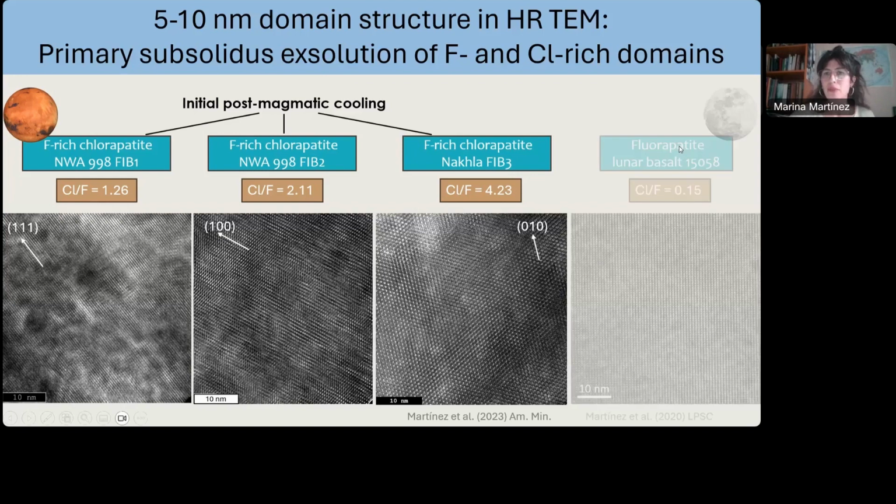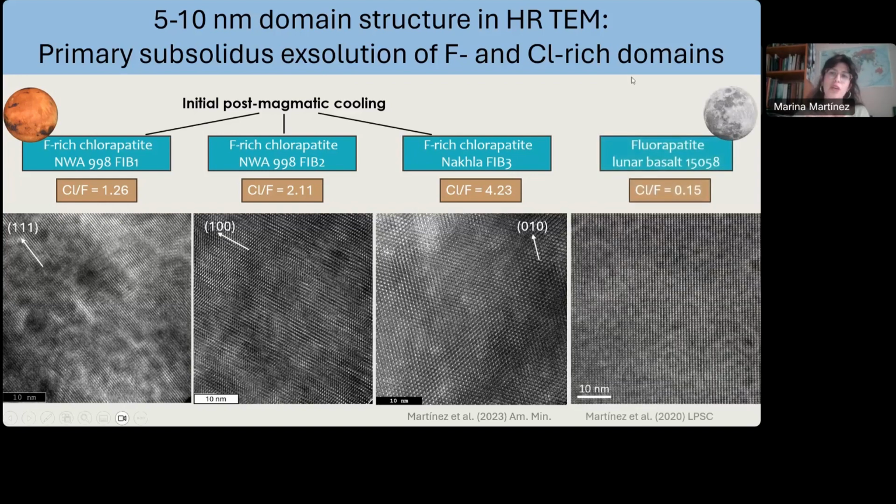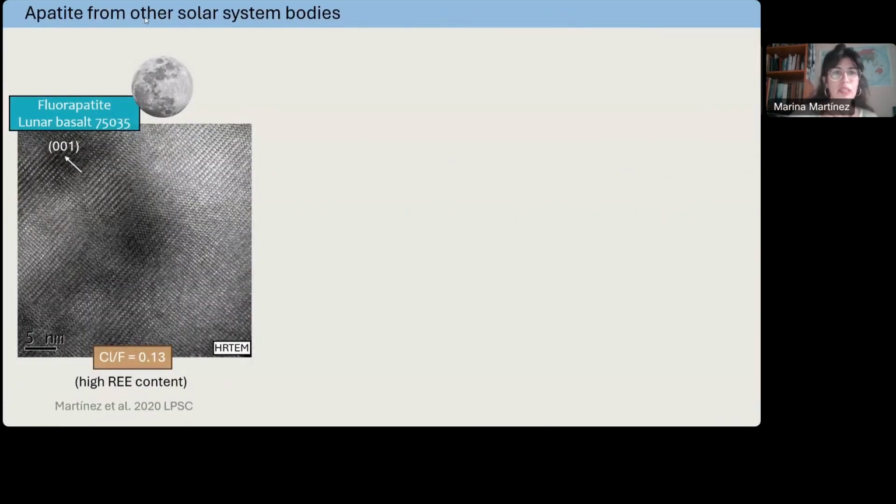And then for comparison, if we see fluorapatite from a lunar basalt, 15058, where the chlorine to fluorine ratio is just 0.15, we didn't see any nanostructural domains, because basically we have fluorapatite and maybe there's no OH and just vacancies. Then for lunar basalt 17035, we could see some differences in contrast, but still nothing like in Northwest Africa 998.